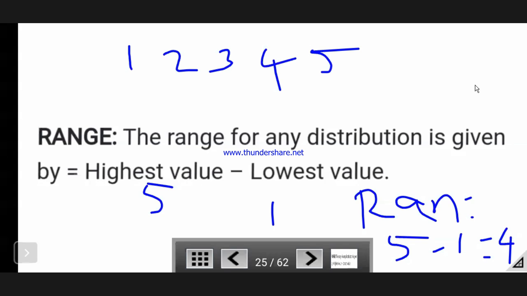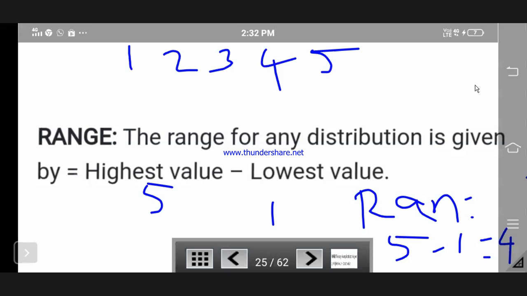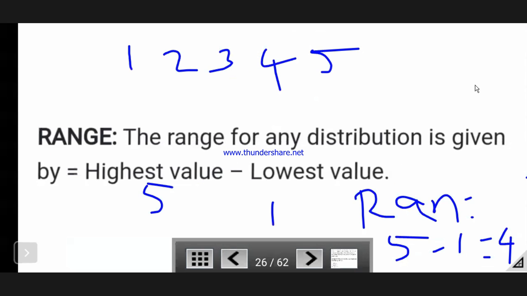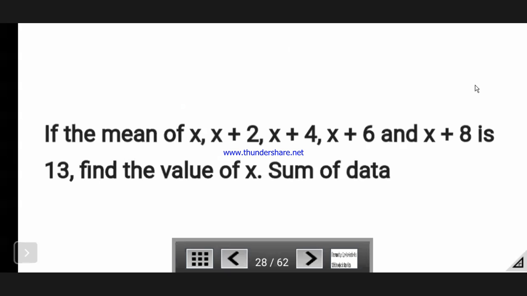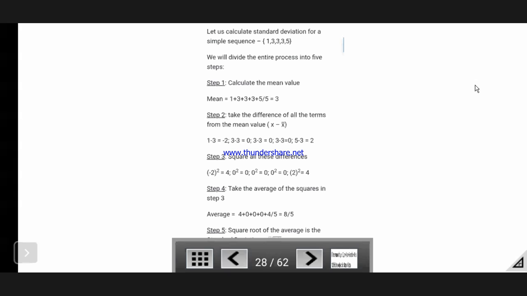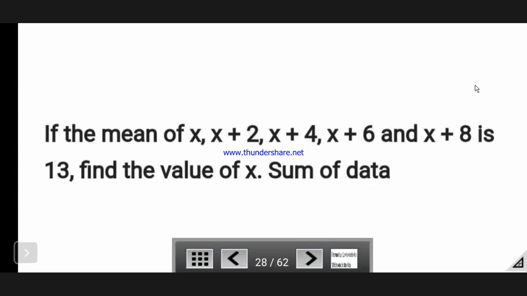Doubt irukka, next poidalama? Yes, ma'am. Followed. Try to do it by yourself.